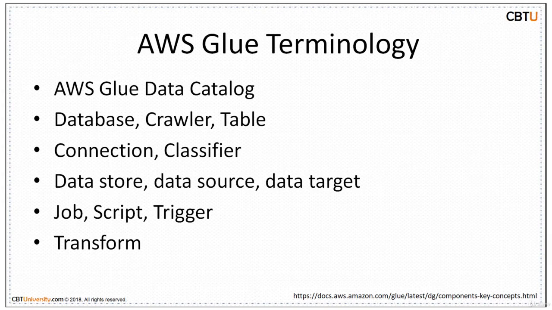Transform is the code logic that is used to manipulate your data into a different format. Job: the business logic that is required to perform ETL work. It's easy to understand this terminology during the demonstration.